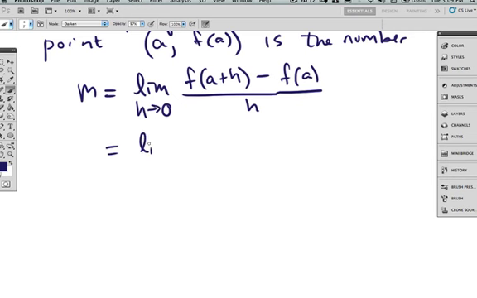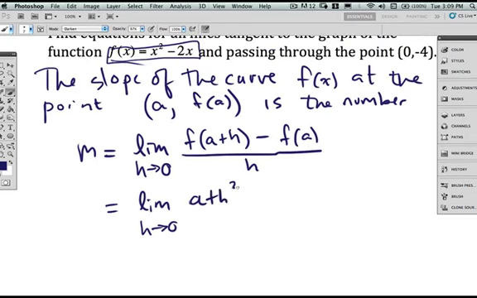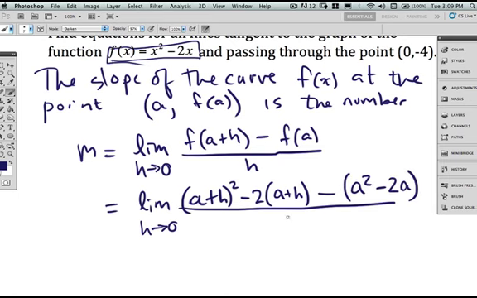for us is the limit as h goes to 0 of (a plus h) squared minus 2 times (a plus h), and then we're subtracting f of a. F of a, this function at a, would be a squared minus 2a. We're dividing all that by h.